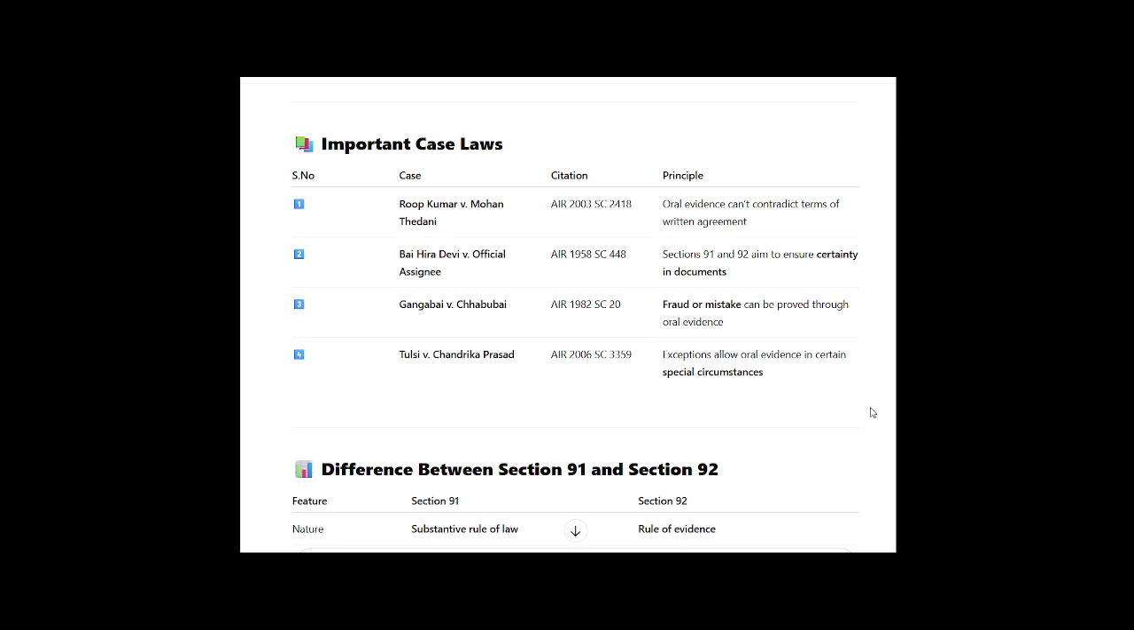3. Gangabai v. Chhabubai, AIR 1982 SC 20: fraud or mistake can be proved through oral evidence. 4. Tulsi v. Chandrika Prasad, AIR 2006 SC 3359: exceptions allow oral evidence in certain special circumstances.